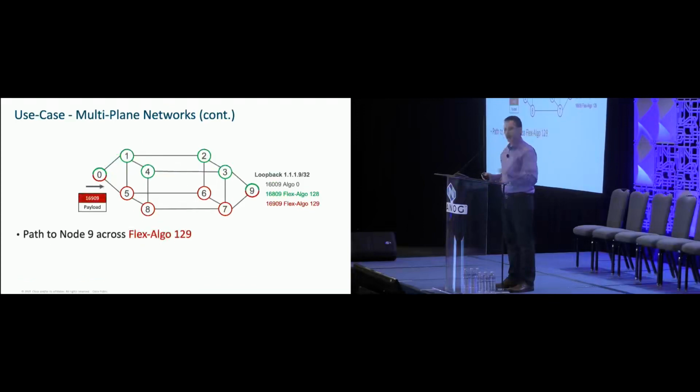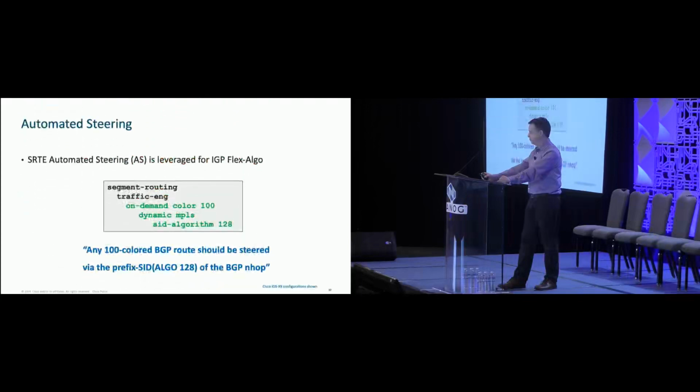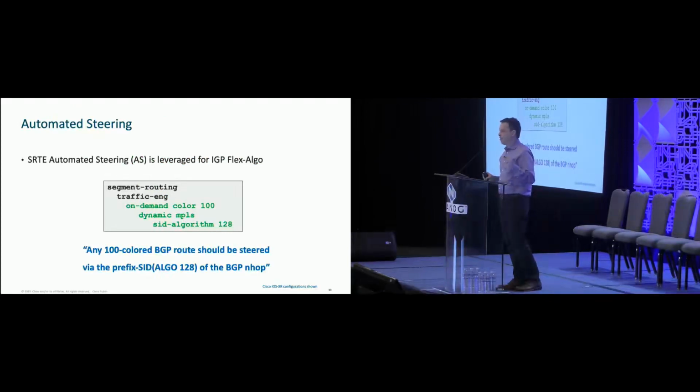The next one is obvious now. If you were to push the red label of 9, you know what's going to happen. You go down. So the multiplane use case is one of the leading use cases of people who are looking to implement flex algo as quickly as they can. The next point is how do we connect flex algo with traffic engineering at the head end, and especially how do I put traffic into the flex algo.